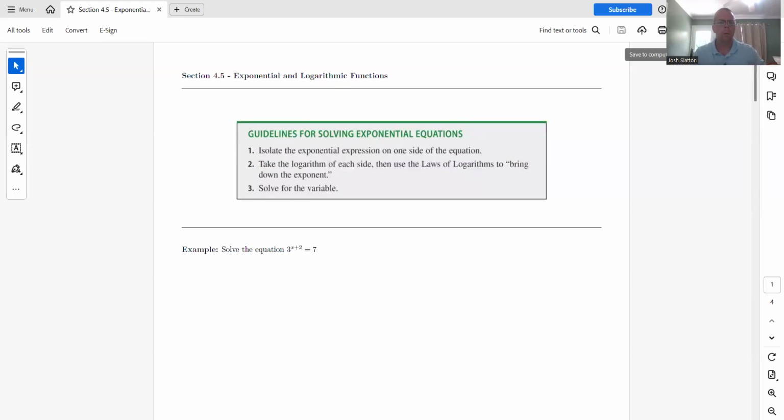All right, so we're in section 4.5. So we're getting into solving exponential and logarithmic equations.